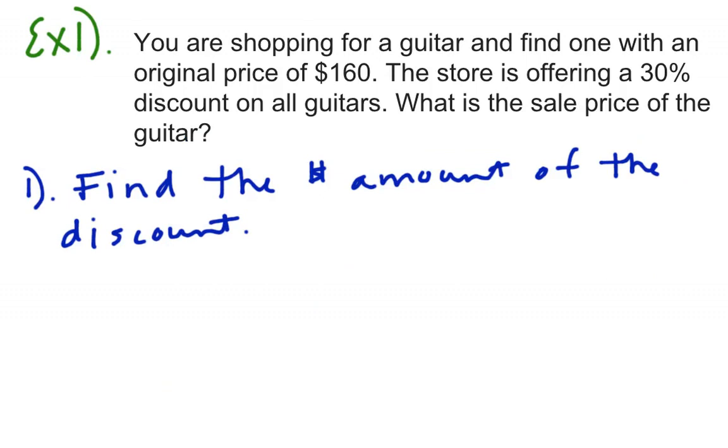Okay, so this problem is a discount problem. Example 1 is a discount problem. We'll do markup next. I guess it's a little out of order, but that's how the book has it. So here's my problem. Now, please write this down. It's more than usual, but there are only 2 examples today. You are shopping for a guitar and find one with an original price of $160. The store is offering a 30% discount on all guitars. It's your lucky day. What is the sale price of the guitar? So the amount you have to pay.